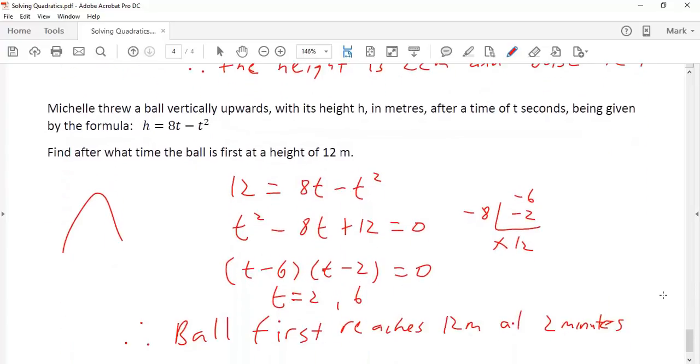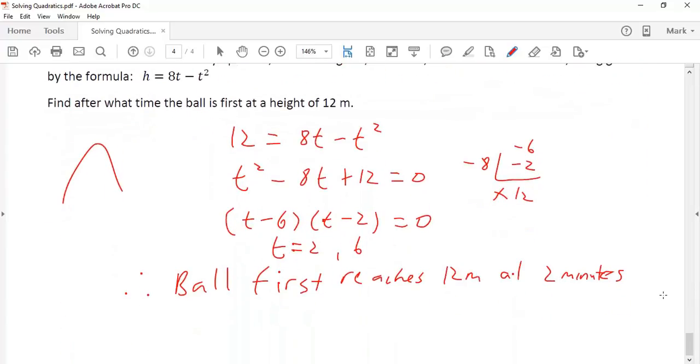And for the last question, yes, remember, if a ball goes up, it's got to go down, so it makes a parabolic shape. So the question asks for the first time it reaches 12 meters, and yeah, the first time you figure out is 2 minutes, so it's not going to be 6 because you want the first time.